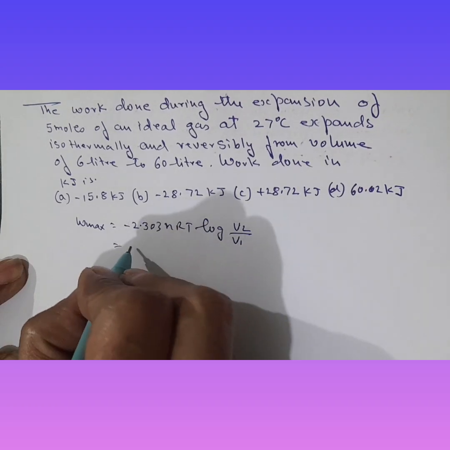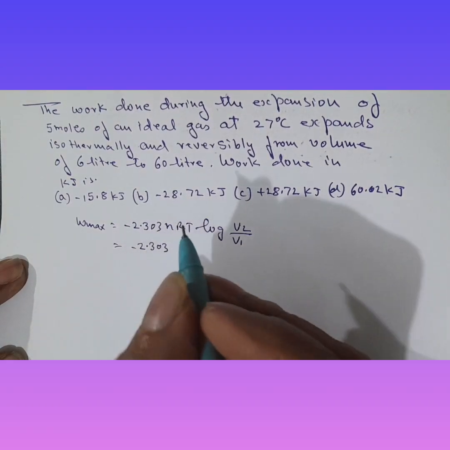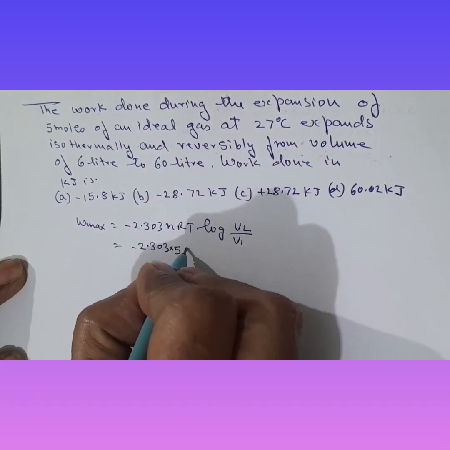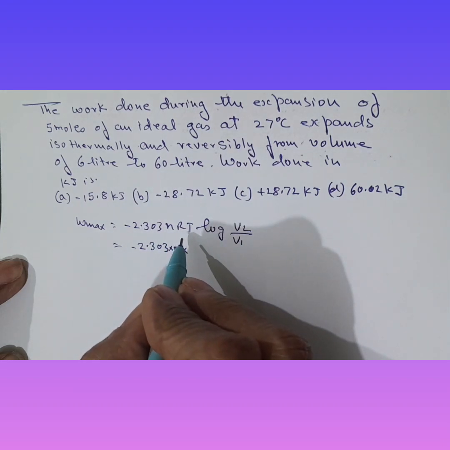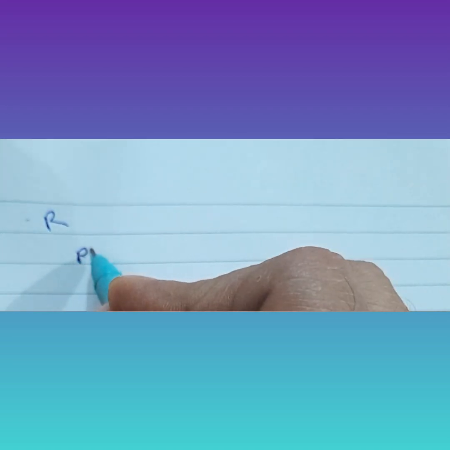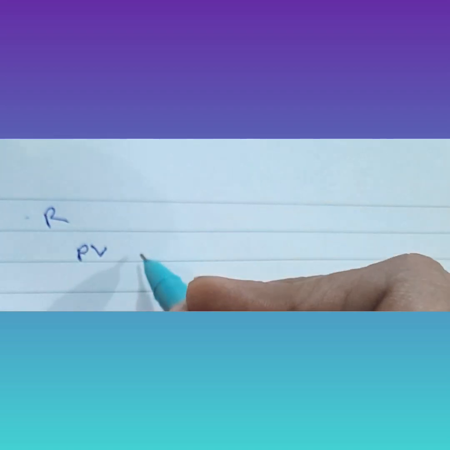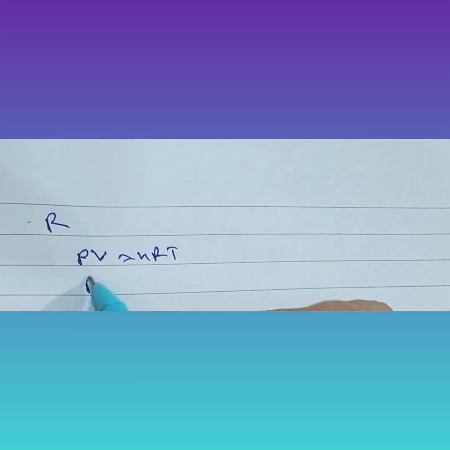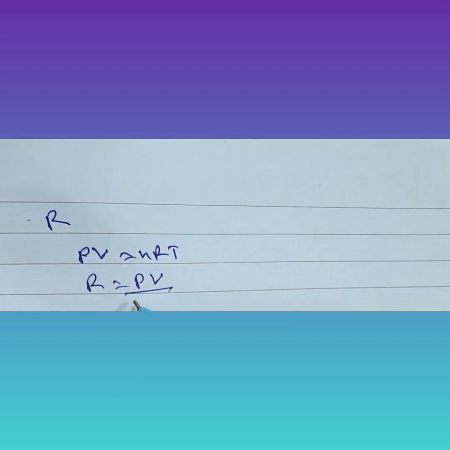Now we know this remains as it is. The number of moles is 5, so we put in 5 into R, the gas constant. Before we fill in the value for the gas constant R, there are a few things that you need to understand. We know the gas law, PV is equal to nRT. So in terms of R, it becomes R is equal to PV over nT.